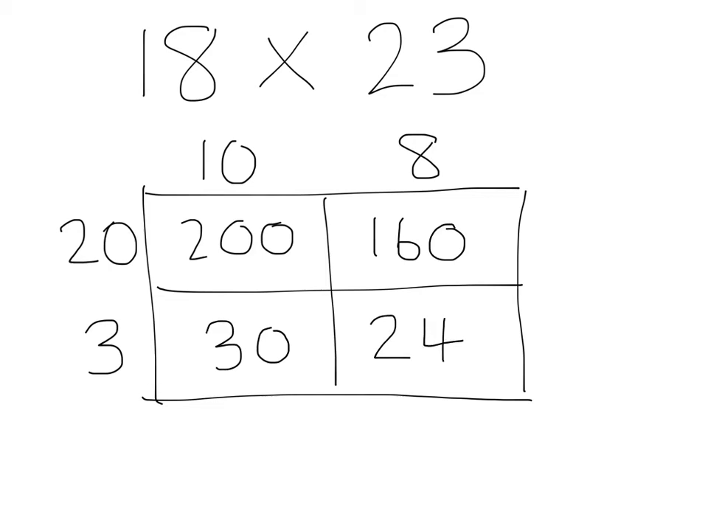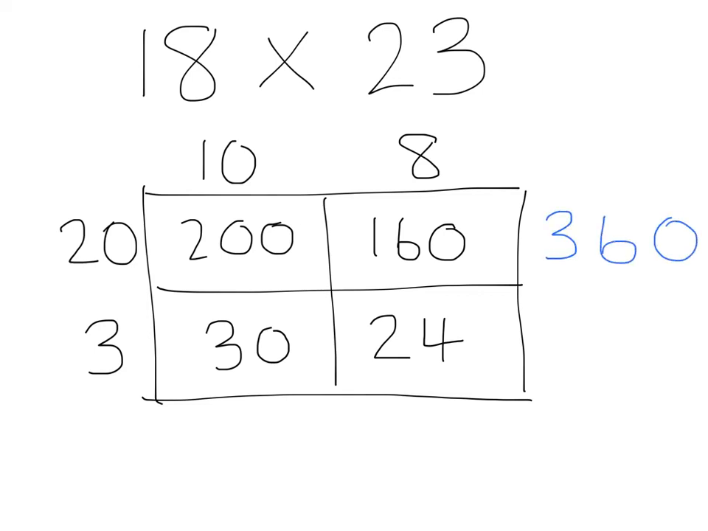Okay, the next stage of the process is to add each of the numbers in the 4 boxes together. This can either be done mentally or using the column method. Okay, so I can begin by looking at the top row. 200 add 160 makes 360.